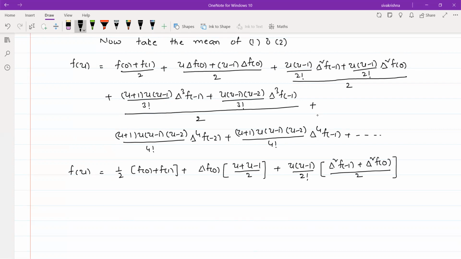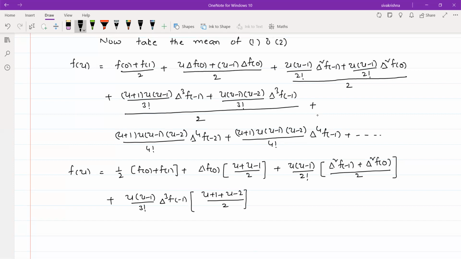So coming to the next term, once again we have u into (u minus 1) by 3 factorial into delta cube f of minus 1 as common. So observe the fourth term. In the fourth term we have u into (u minus 1) by 3 factorial into delta cube f of minus 1 as common. Then we get (u plus 1 plus u minus 2) by 2.